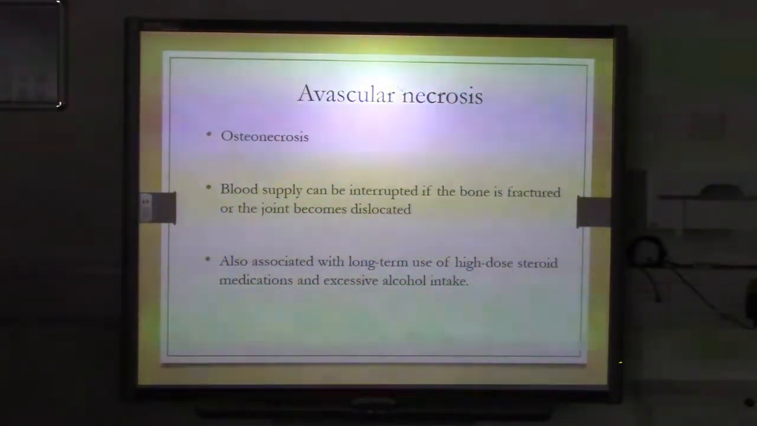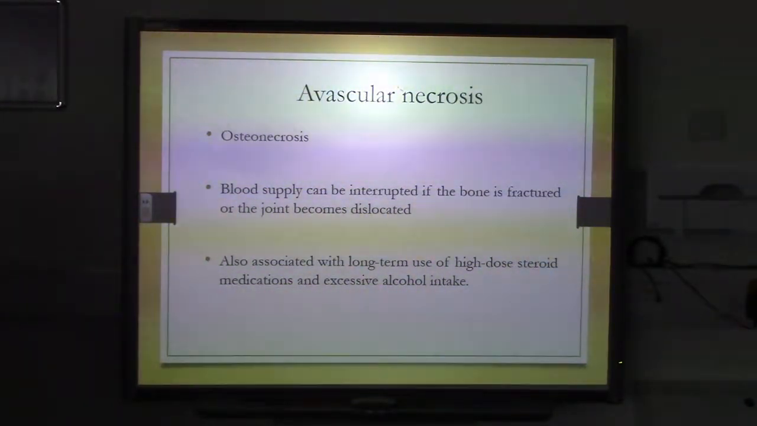With the high-dose steroids, what is believed to happen is that it causes hyperlipidemia, and within that it reduces the blood flow and therefore leads to avascular necrosis. Excessive alcohol intake can also cause fatty deposits within the blood vessels, and therefore can subsequently cause lack of blood flow to the area of the fracture. There are different things that will also cause poor healing of fractures, which we'll look at in a later slide.